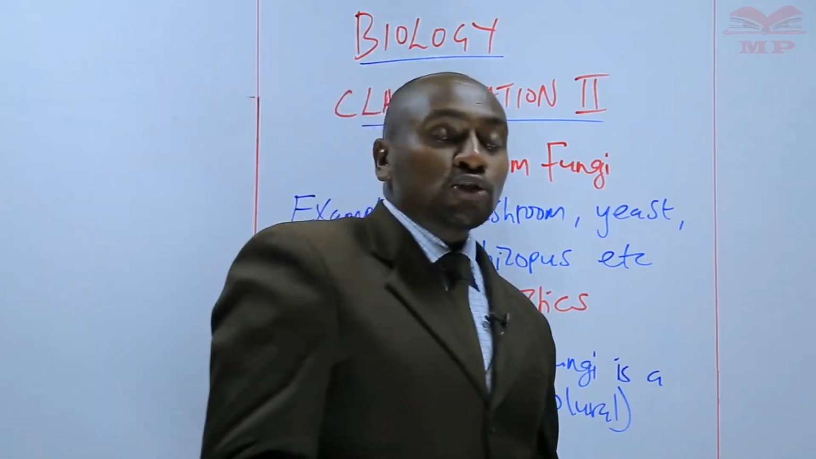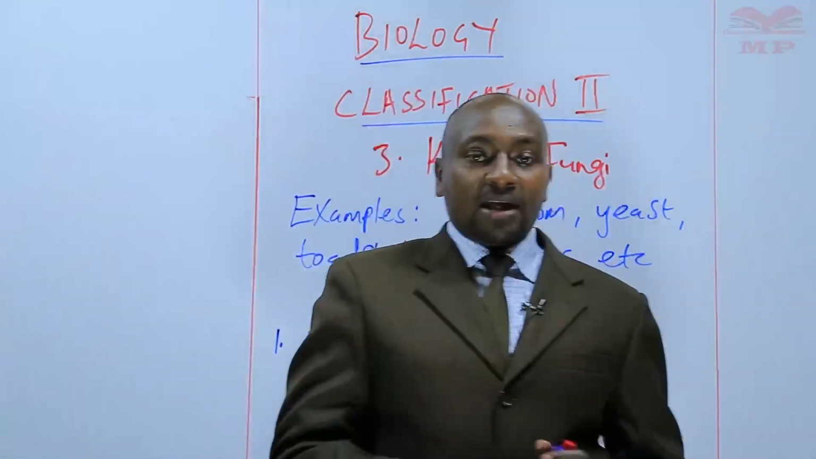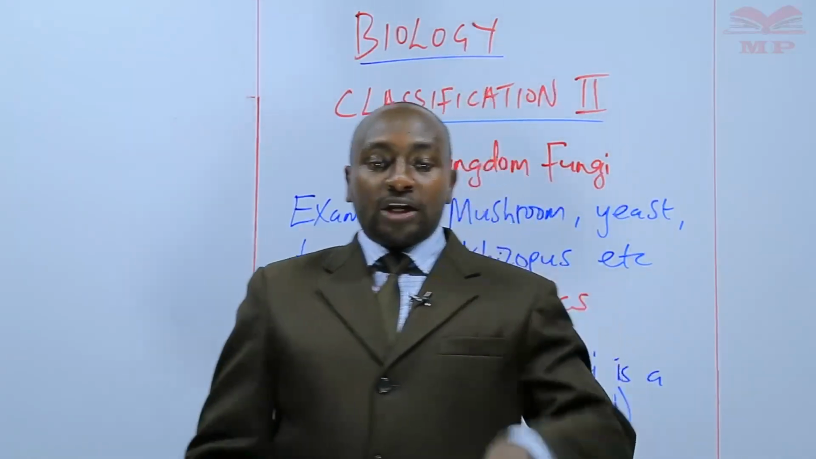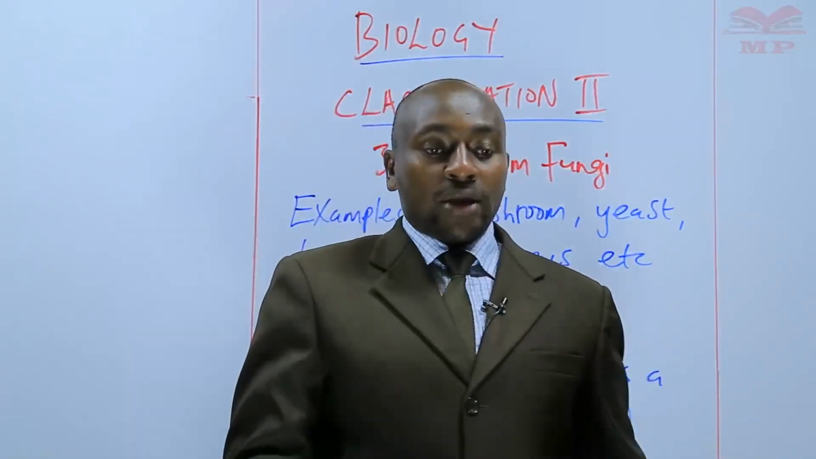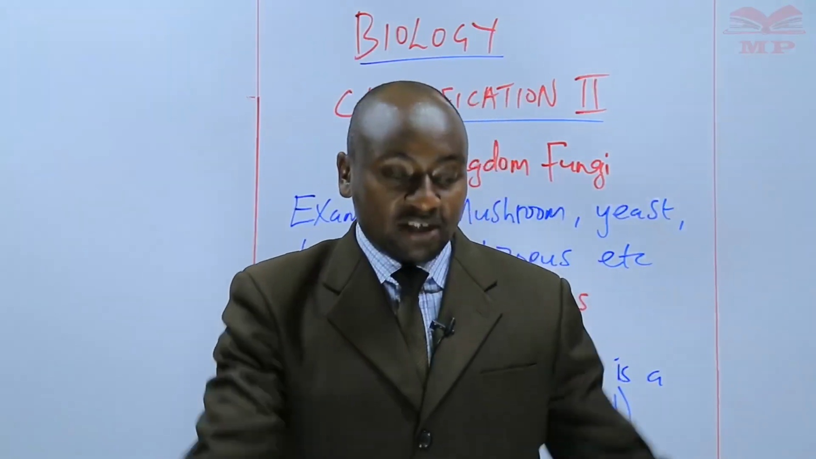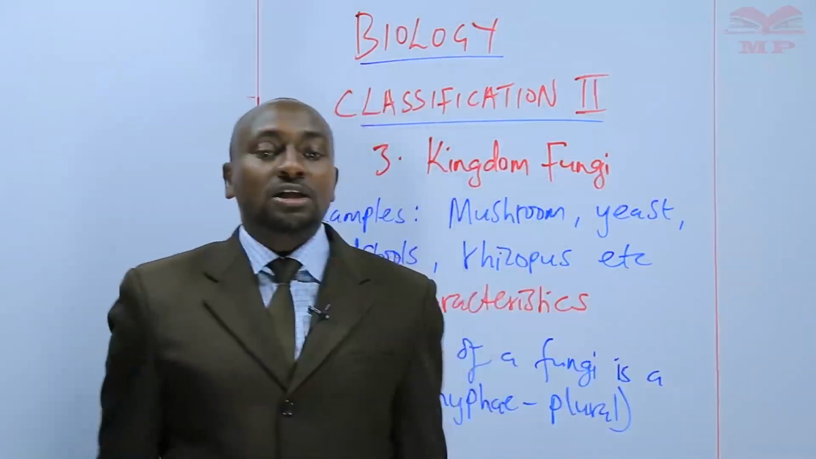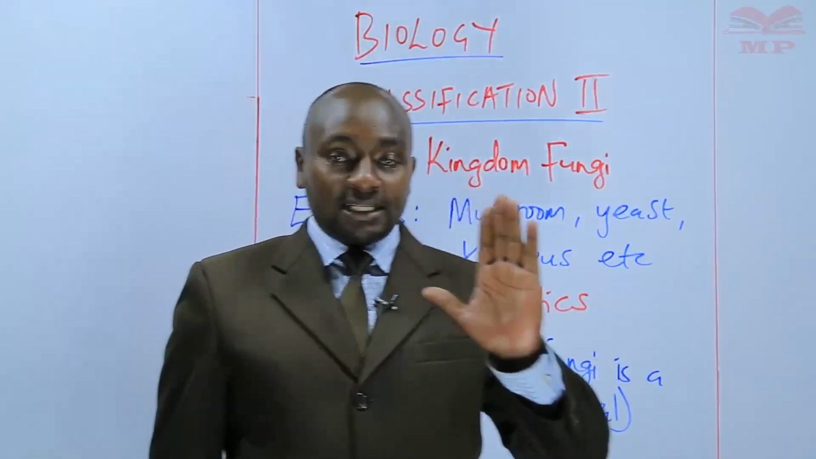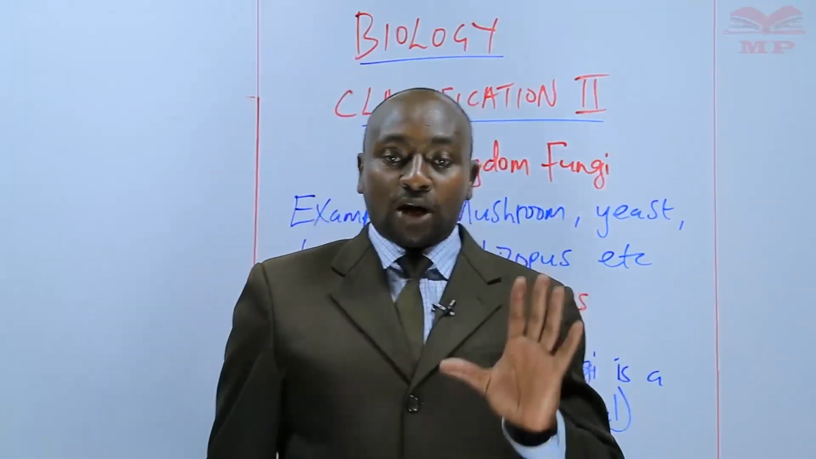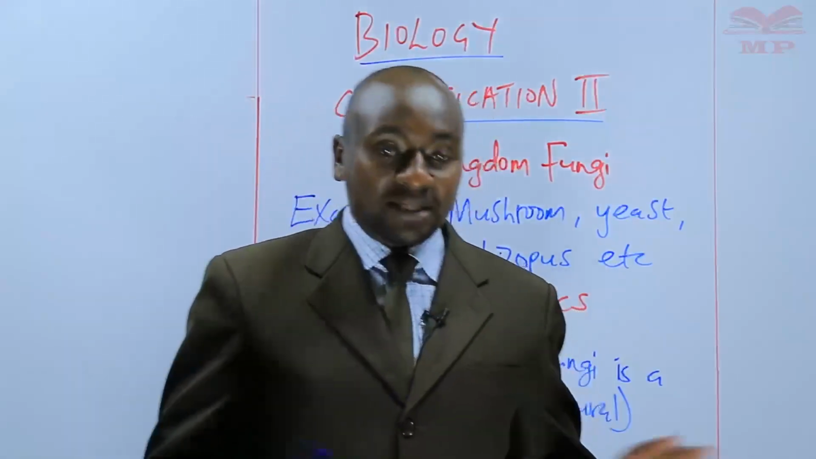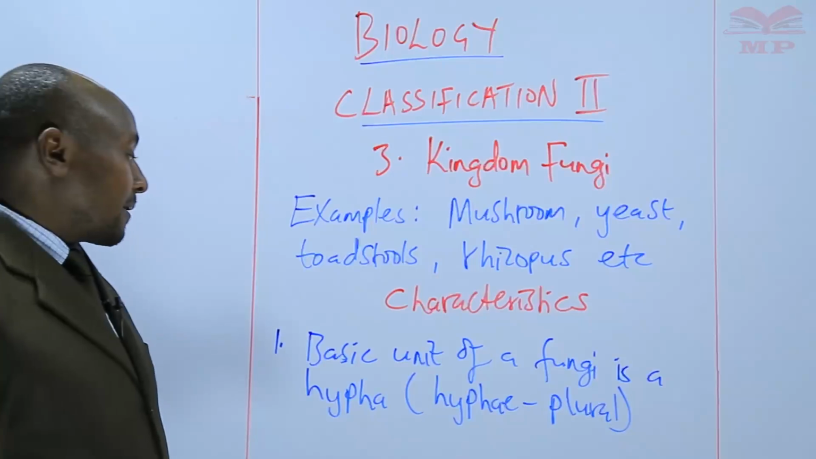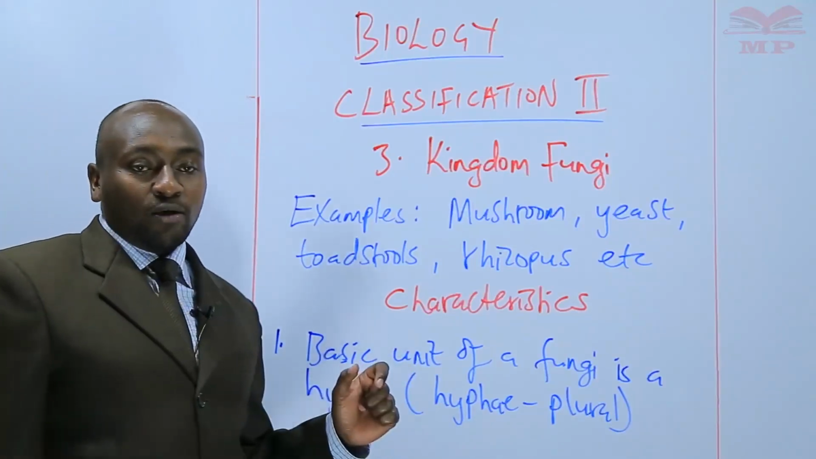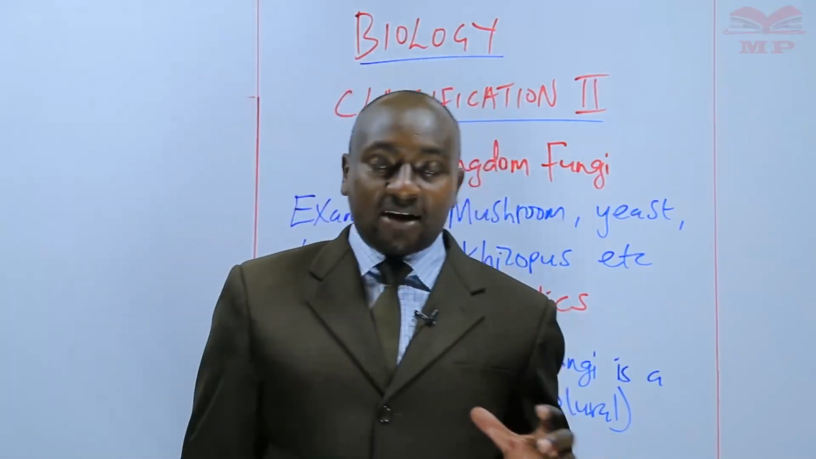You'll find that most fungi have filaments. There are some filaments that grow into the substrate. We refer to them as rhizoids. We have others that go on the surface horizontally on the substrate. We refer to them as stolons. We have others that grow vertically. We refer to them as sporangiophores. So all those filaments are the ones we are saying the basic unit is called a hypha, or the smallest unit is called a hypha.